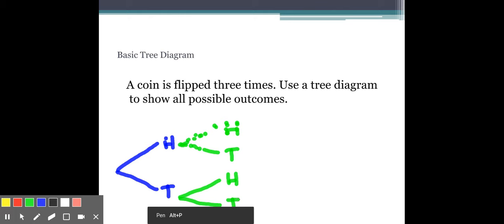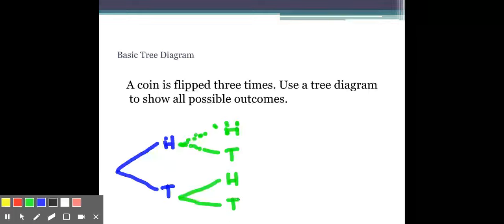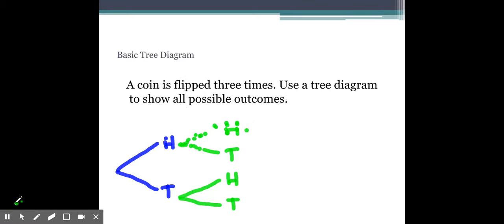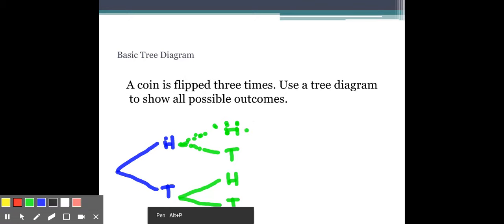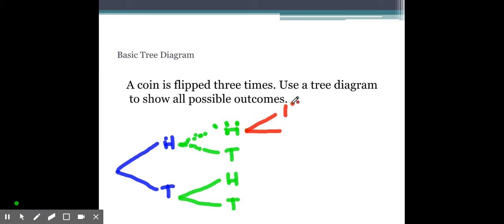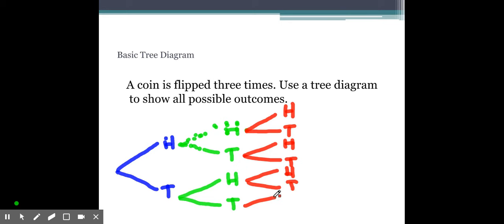And my third step, which I'll do in red, is when I flip the coin the third time. And I can get a head or a tail, a head or a tail, a head or a tail, a head or a tail.